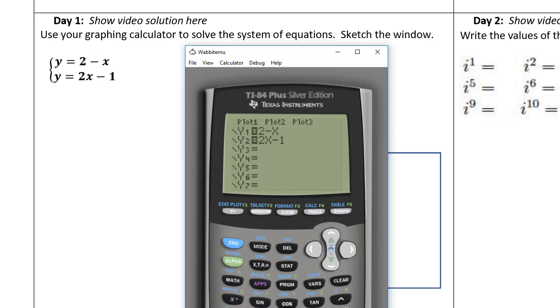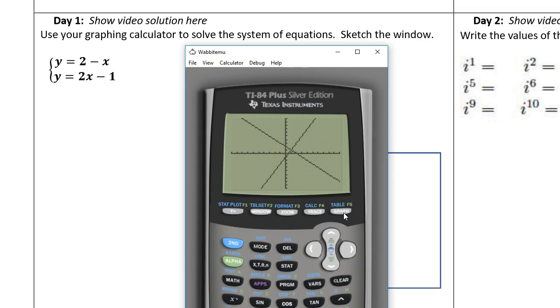Here's the answer for day one. Use the graphing calculator to solve the system of equations and sketch the window. So I have the calculator on the screen. You can see that for y1, I've inputted the first equation, for y2, the second equation in the system. Now I'm going to push graph, and it draws both lines.